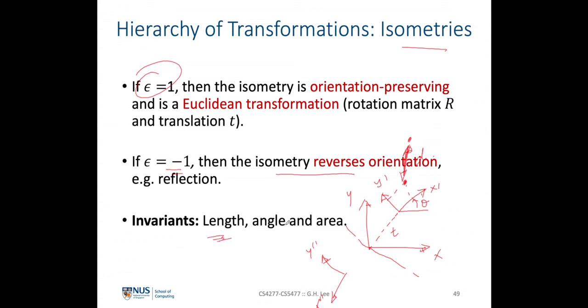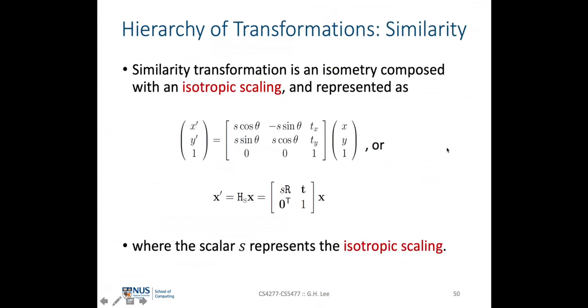This means that the length will be preserved, as well as any 3 points. If I form an angle over here, it is also going to be preserved after the transformation, and the area is also going to be preserved.